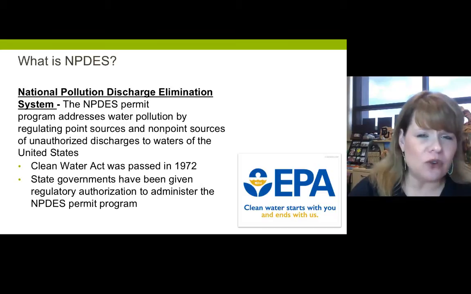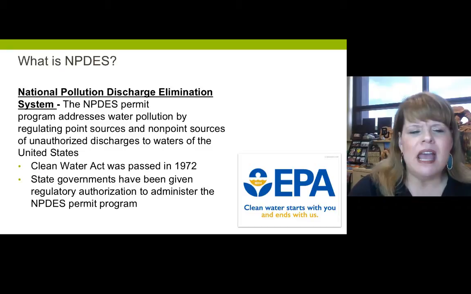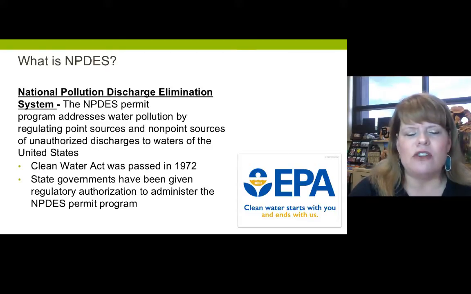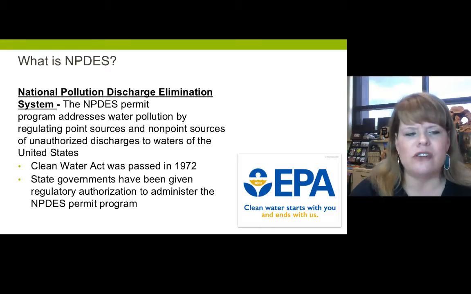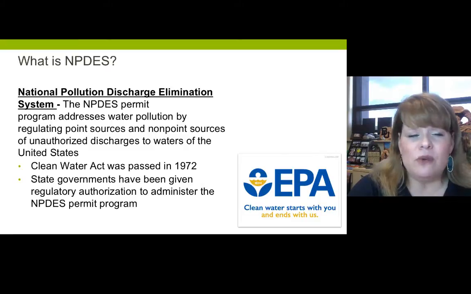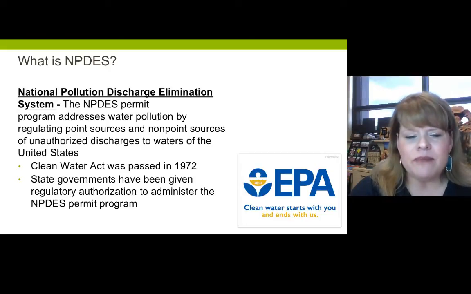NPDES, what is it? It stands for National Pollutant Discharge Elimination System. If you read it backwards, it makes more sense. It's some kind of a system that helps eliminate discharges that cause pollution in our nation. And that's how I like to teach it, because NPDES is just an acronym for National Pollutant Discharge Elimination System. And this is a permitting process that addresses water pollution by regulating point source discharges and non-point source discharges. And today we'll be looking at non-point source discharges dealing with stormwater. And whether it's point source or non-point source discharges, they're unauthorized discharges to waters of the United States. So the Clean Water Act was passed in 1972, and state governments have been given regulatory authority to administer the NPDES program. So your state would likely have an equivalent of that. For Texas, it's the TPDES program.